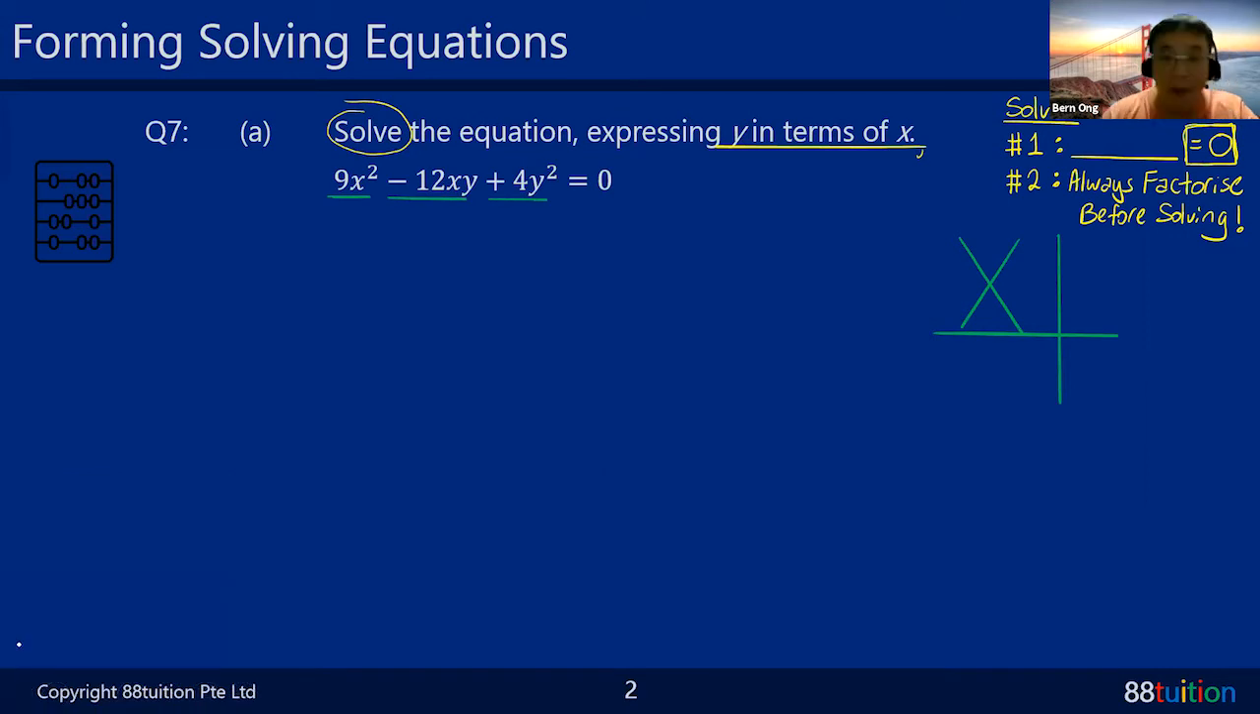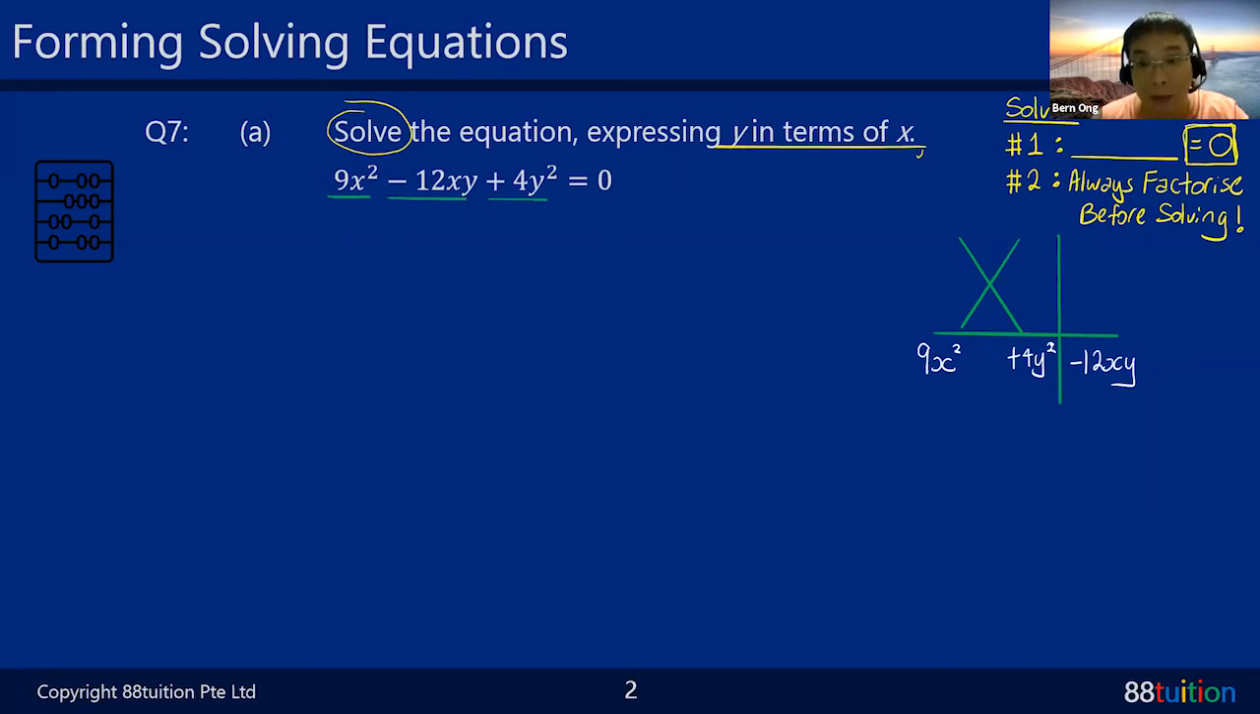Trust me. So 9x squared, where do I put? I put it here, 9x squared. Minus 12xy, put it at the back. Very familiar. And the plus 4y squared, I put it in the center. Like that also can factorize. You try lah. Never try how you know, right?